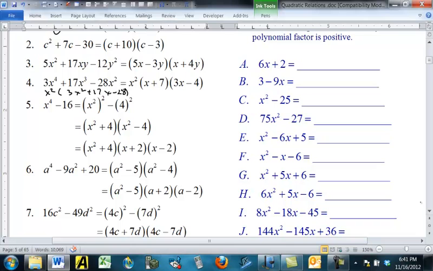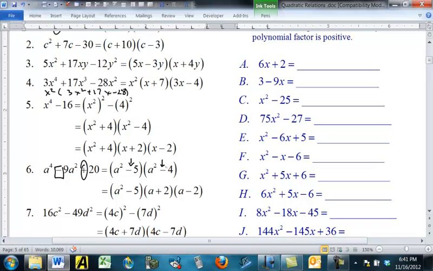Since this is a positive sign here, that means they're both going to be the same sign, and they'll be the same sign as the middle term, so they're both negative here and here. To get 9 in the middle, we need a 5 and a 4. So that works out that way.